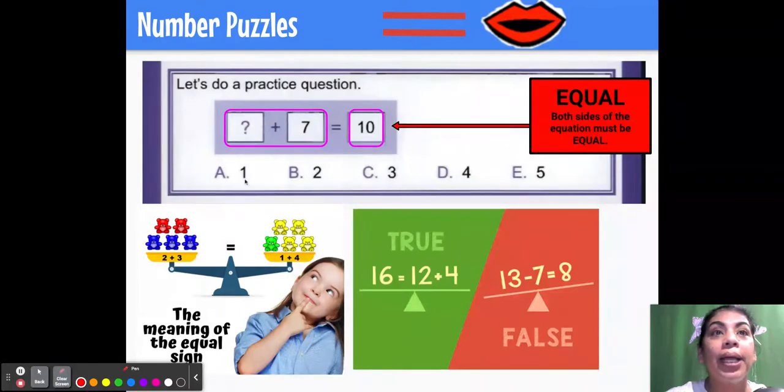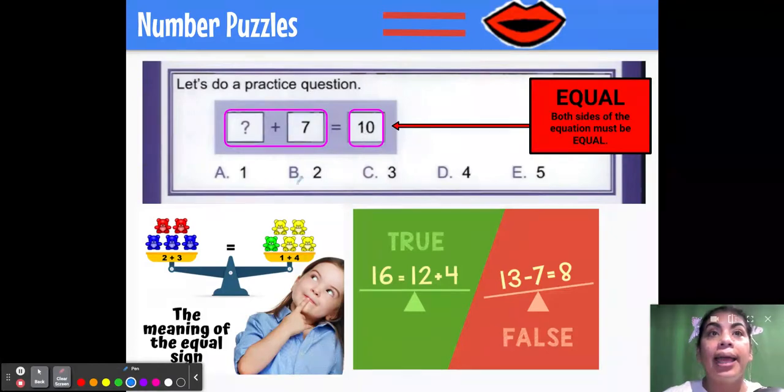So I know if I plug in the 1 plus 7 would make 8, and 8 does not balance my 10, right? Because equal means that this side of my equation needs to balance this side, just like you see here. 2 reds and 3 blue bears balance 4 yellow and 1 green, right? They both have a value of 5, so that's going to balance it. So I need something that's going to balance this side of the equation so that it also makes 10.